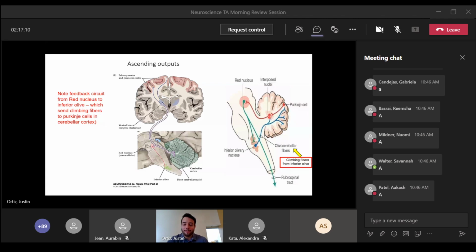Because, for example, if I wanted to change a movement, let's just say it goes from the Purkinje cell down to the deep cerebellar nuclei, to the red nucleus, to the inferior olive. The inferior olive sends climbing fibers to the deep cerebellar nuclei and the Purkinje cells.